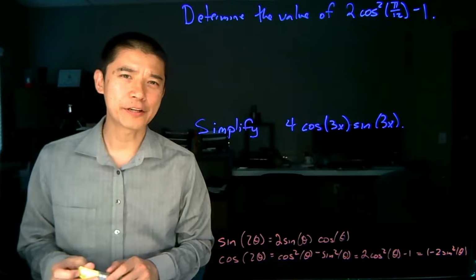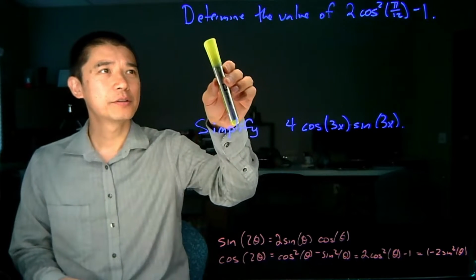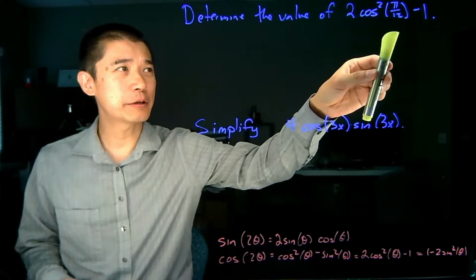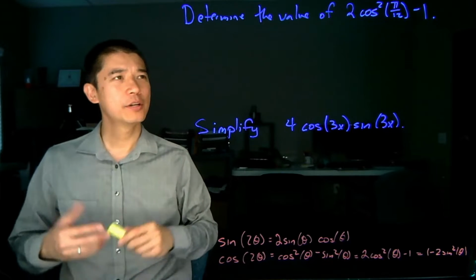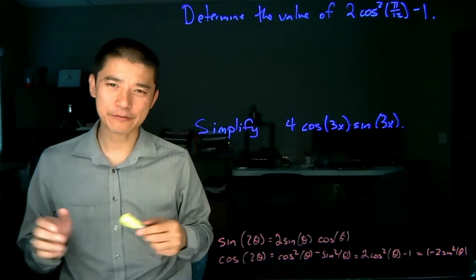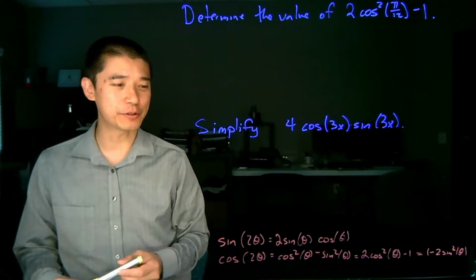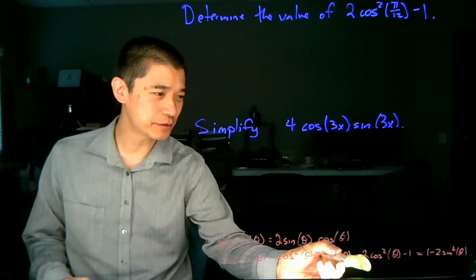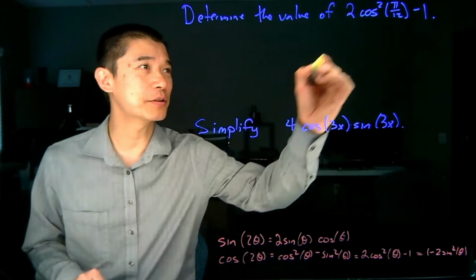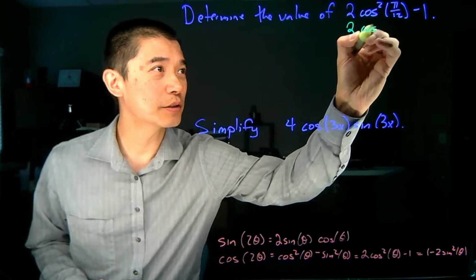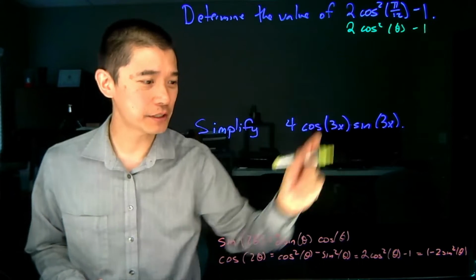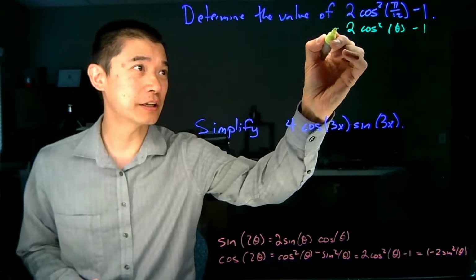Here are a couple applications of the double angle formulas. Determine the value of 2 cosine squared pi over 12 minus 1. So what we have to do with this one is, just like previously, we have to match this up with one of these formulas to figure out which one it's referring to. And so with a little bit of inspection, you'll see 2 cosine squared theta minus 1, and that quantity is cosine of 2 theta.